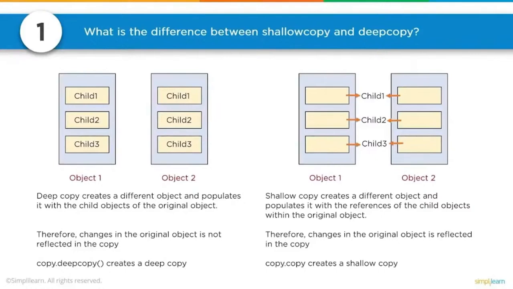And you can look at this. If we make a change to child 1, it's only a pointer. So if you make a change to child 1 in object 1, it will also make that change in object 2.